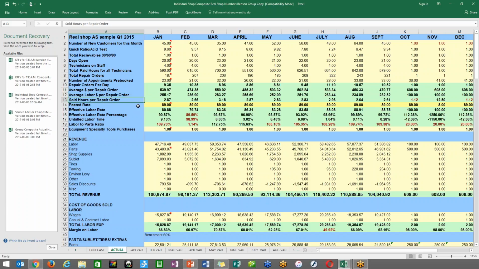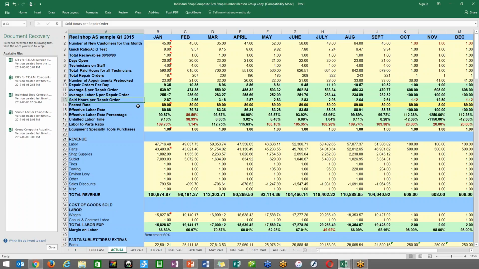It calculates for us the sold hours per repair order. The shop is doing really well with sold hours per repair order, 2.87. Our benchmark is 3. Now, it's because he's worked at it for quite some time, and I recall at this shop he was much lower than that to begin with. And just so you know, the average independent repair shop is only 1.1 to 1.2 hours per repair order. So if you're sitting at 1.1 to 1.2, then you can know that you're pretty much an average shop.